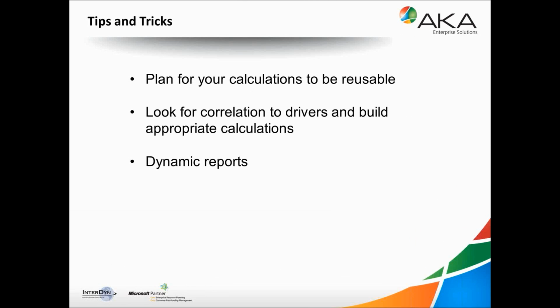Just a couple of tips and tricks before we open up for some Q&A. One is plan for your calculations to be reusable. The margin is always going to be revenue minus the cost of goods sold. So let's put all those calculations in there. If you want to say that office expense is going to be $50 per employee, use the headcounts that are calculated inside Forecaster to drive them. And you want to look for correlations to drivers and build appropriate calculations.